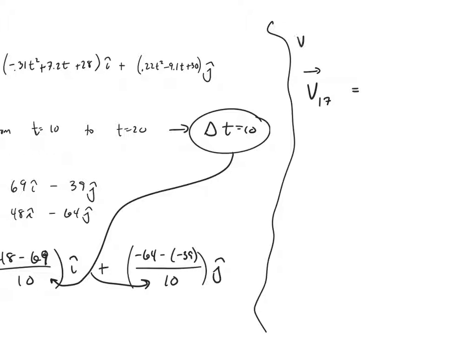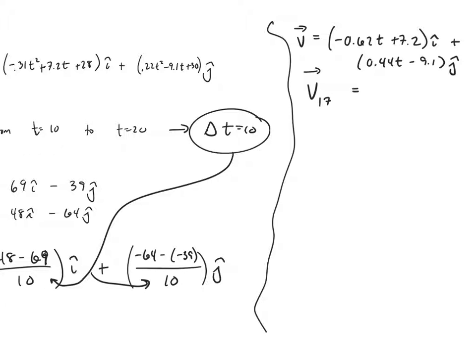Precisely. So tell me what the general velocity function would look like based on derivatives. What would the general velocity function look like based on the derivatives up there? Chip, go ahead. Negative 0.62 t plus 7.2, in parentheses, i, and then plus 0.44 t minus 9.1, close paren, j. Nice.